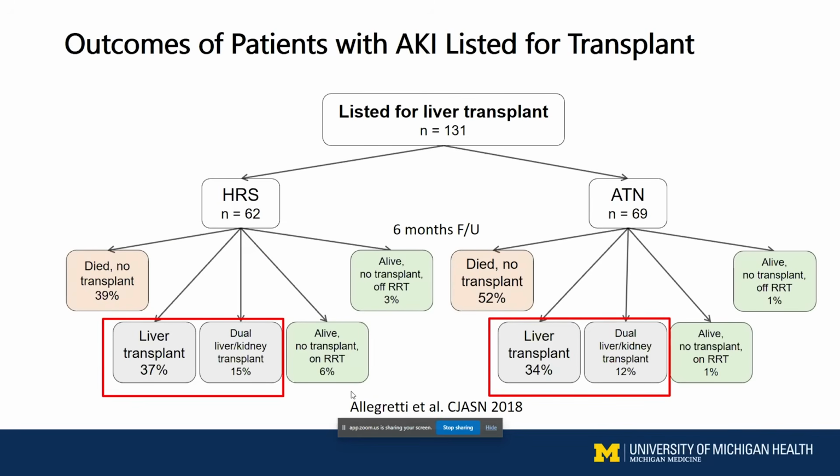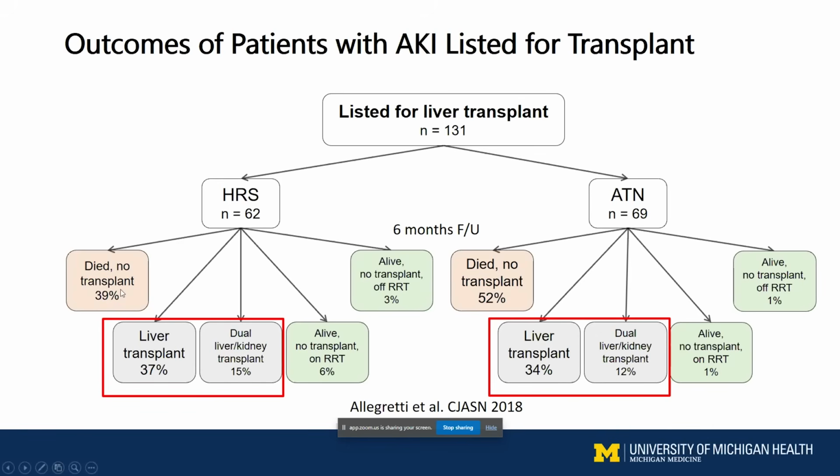So this is a study by Dr. Allegretti and their group. They looked at the outcomes of patients with AKI listed for transplant and not listed for transplant. I'm showing the graph, which is mainly listed for transplant. There were 131 patients who were listed for transplant: 62 had HRS, 69 had ATN. More than 50% of the patients in the HRS group were transplanted, and in this group, around 46% got transplanted. If they did not get transplanted, they died.